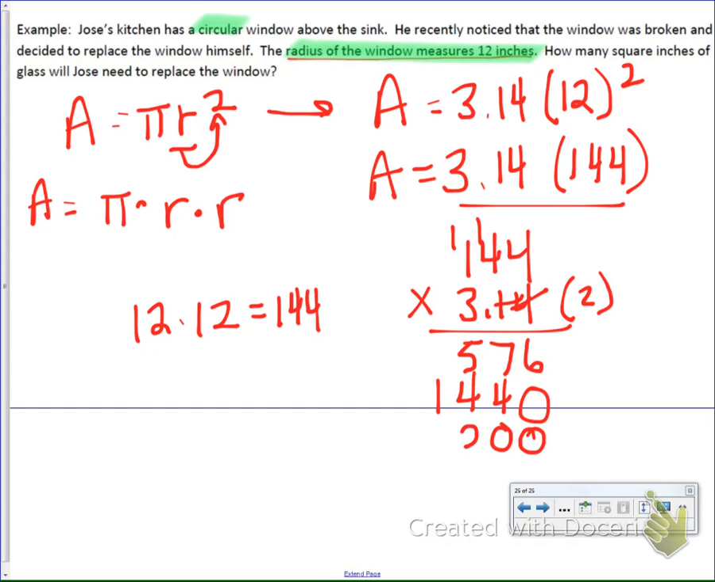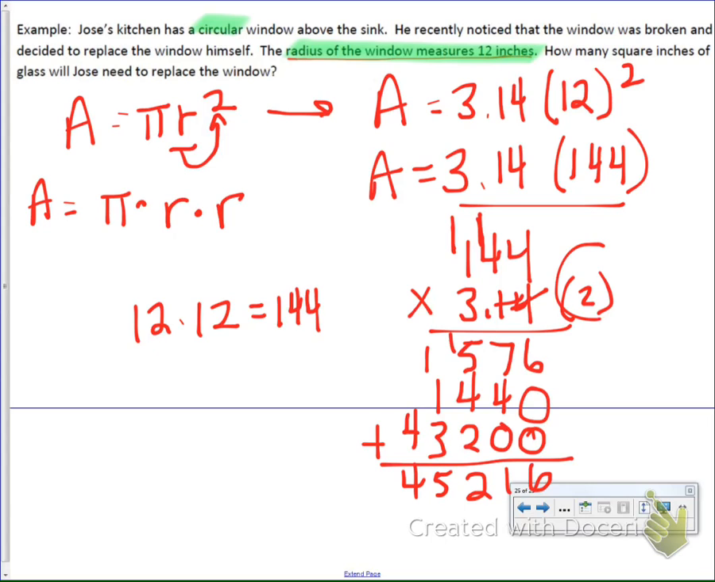Then 3 times 4 is 12. Plus 1 is 13. 3 times 4 is 12 again, plus 1 is 13. 3 times 1 is 3, plus 1 is 4. Now we're adding it all up together. 6, 7 and 4 is 11. 5 and 4 is 9, plus 1 is 10, plus 2 is 12. 3 plus 1 is 5, and 4.